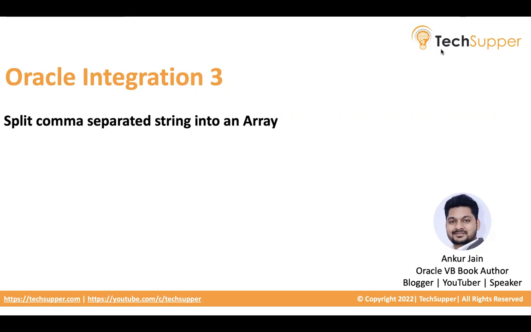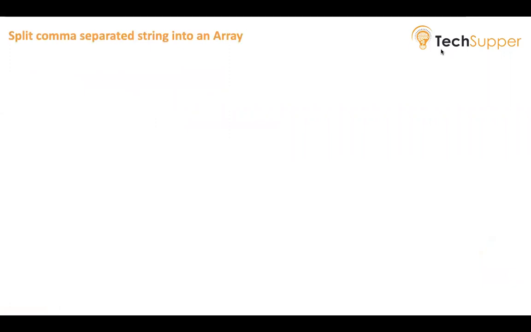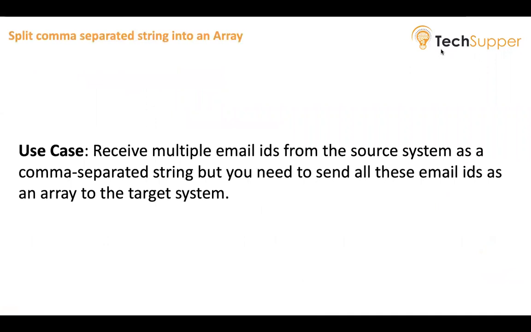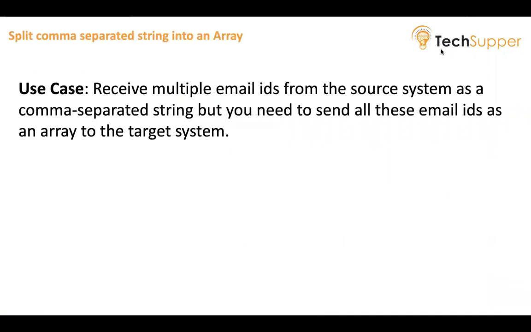So let's begin. Before we show how to achieve this, let us understand where we need to split a comma separated string into an array. For example, you are receiving multiple email IDs from the source system as a comma separated string, but these are different values. Before you send it to your target system, you need to convert these email IDs, a single string, into an array and then only push to the target system.